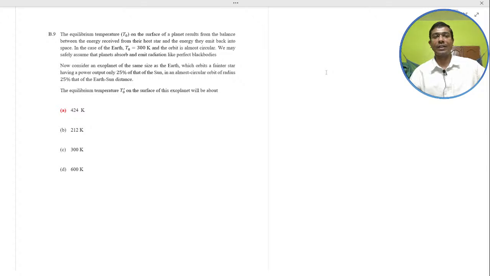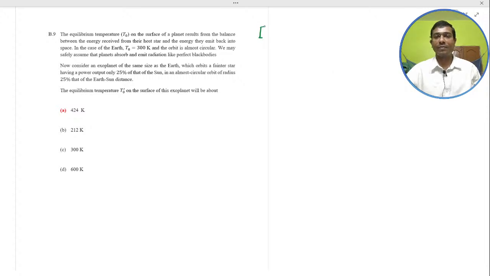Now consider an exoplanet of the same size as the Earth, which orbits a fainter star having a power output only 25% of that of the Sun. In an almost circular orbit of radius 25% that of the Earth-Sun distance, the equilibrium temperature T0 dash on the surface of its exoplanet will be about what?